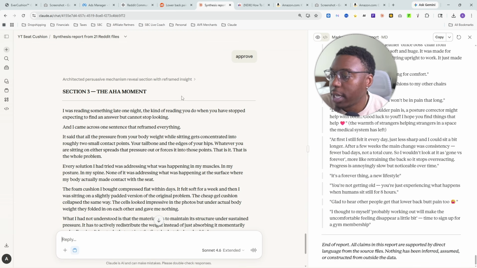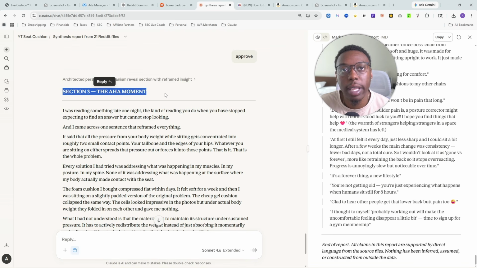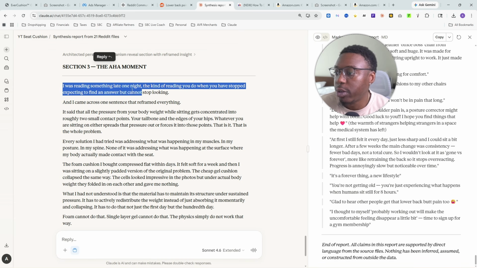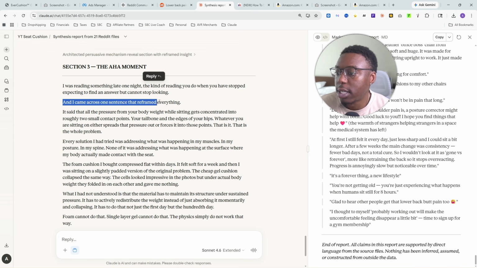So now we're getting into the aha moment. This is the moment where the reader realizes why they were feeling the issues they're feeling, why nothing else was working. I was reading something late one night, the kind of reading you do when you stop expecting to find an answer but cannot stop looking. And I came across one sentence that reframed everything.